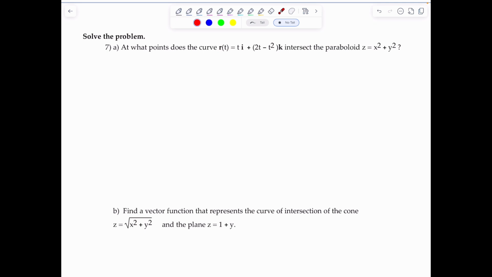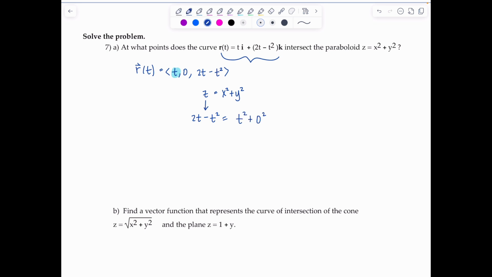So this curve here is a vector valued function, r of t. Let me write it in component form. So we would have t, 0, 2t minus t squared. And I want to know, where does it intersect the paraboloid, z equals x squared plus y squared? I'm just going to substitute in the components of the vector valued function into the paraboloid's equation. So z would be 2t minus t squared. X is, it's right here, guys, it's t squared, and y is 0 squared.